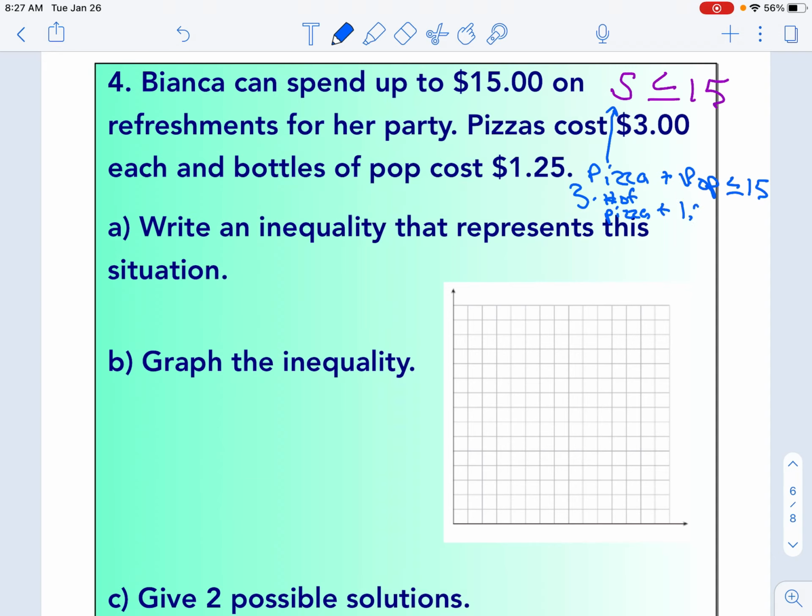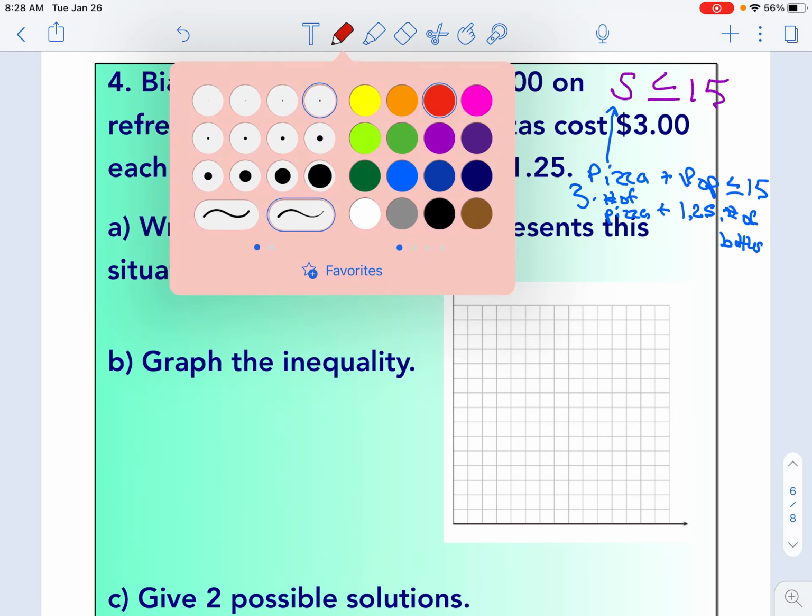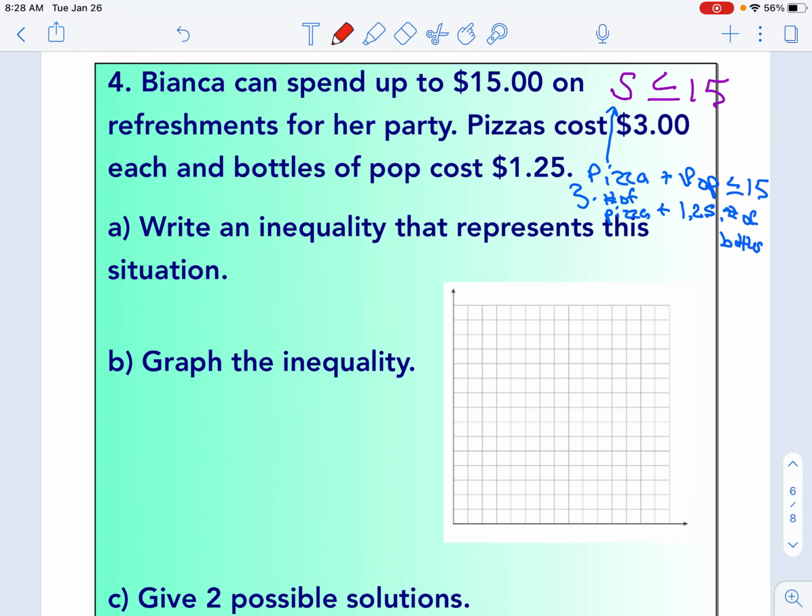And the pop costs $1.25 times the number of bottles of pop. So if I go ahead and write this a little bit more neatly, I could let variables represent the quantities. Instead of writing the number of pizzas, I could let X equal the number of pizzas that you can buy, and I could let Y equal the number of bottles of pop. So here's my X, here's my Y. That's how these are going to be represented.